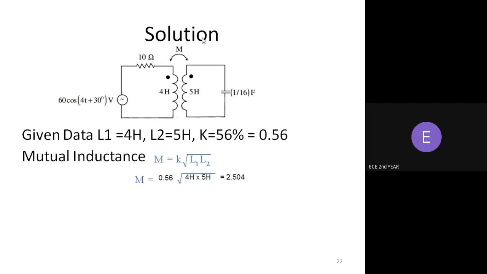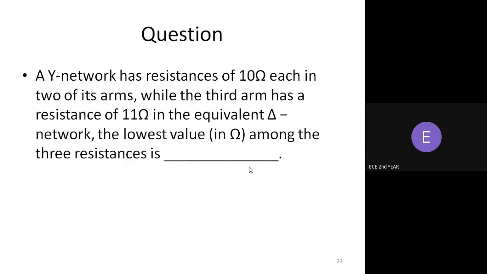So 4 into 5 is 20. Root of 20 into 0.56. The total value of the mutual inductance is 2.504 henries. So the mutual inductance between the 4 and 5 Henry is 2.504. And we'll switch over to the next question.